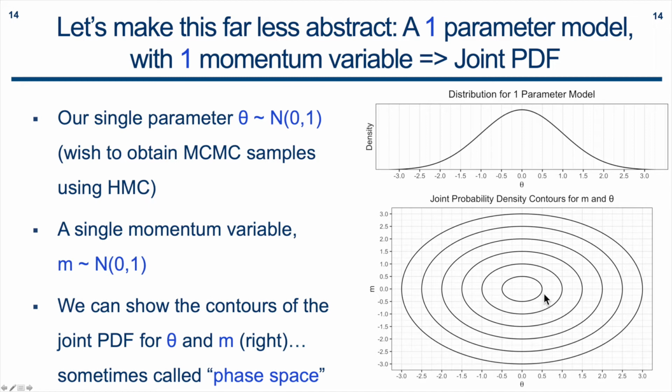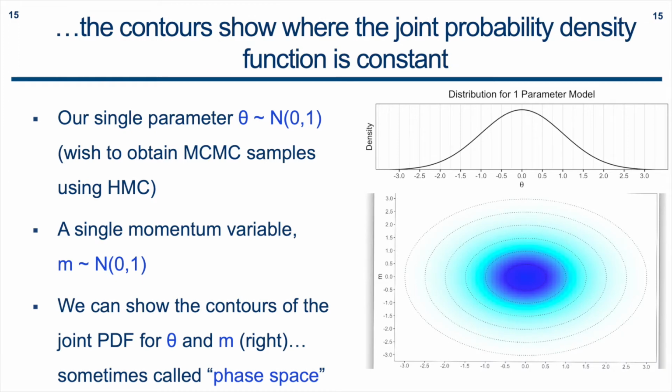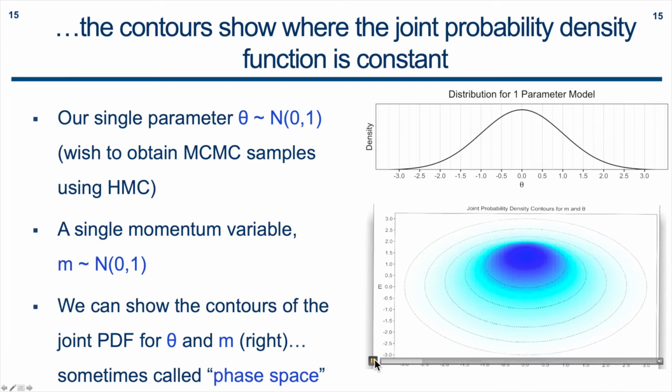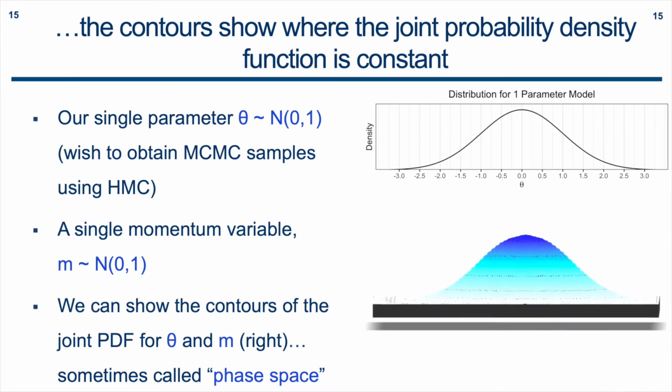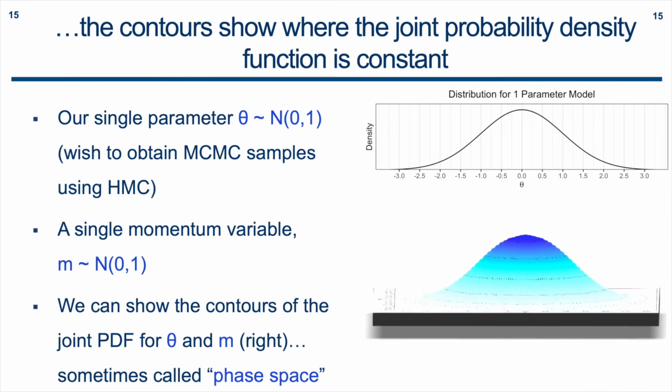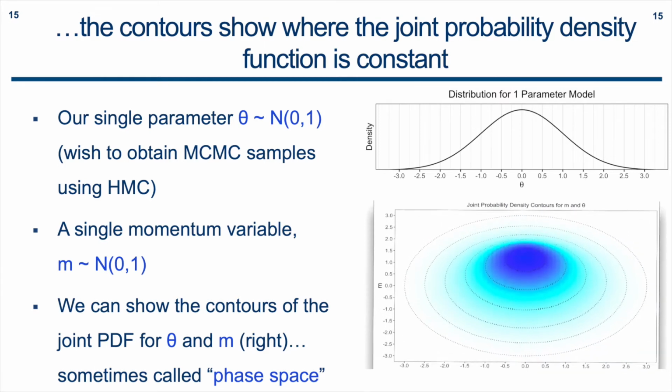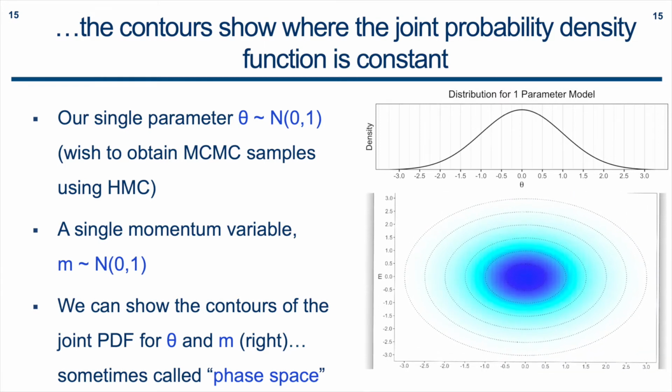Here's the distribution just for theta, and here's the joint distribution for theta on this axis and the momentum variable on this axis. Sometimes when you're talking about these joint distributions in both the theta space and the m space, it's referred to as phase space. Just to make sure those contours are 100% clear, you can think about this two-dimensional display being transferred into one dimension if we just focus on the theta axis, but we're making it in 2 dimensions.